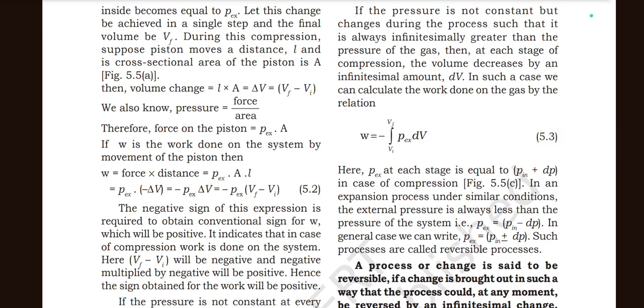The negative sign in the expression is required to obtain the conventional sign for W, which will be positive. It indicates that in the case of compression, work is done on the system, where Vf minus Vi will be negative, and a negative multiplied by a negative will be positive. Hence, the sign obtained for the work will be positive.